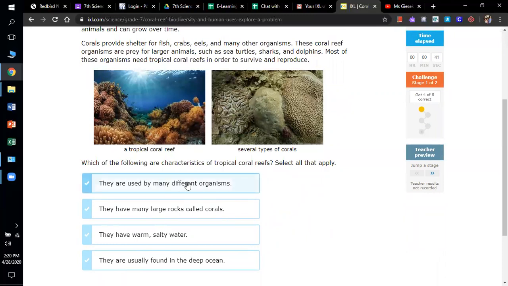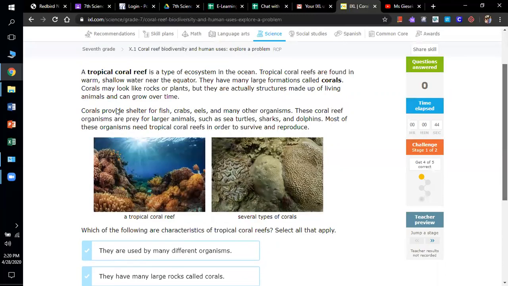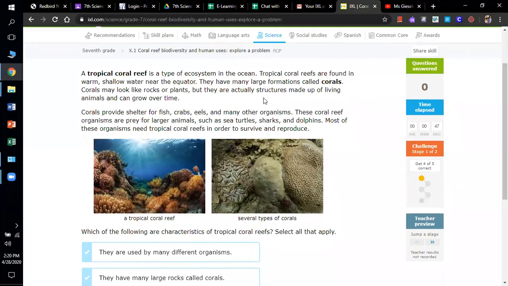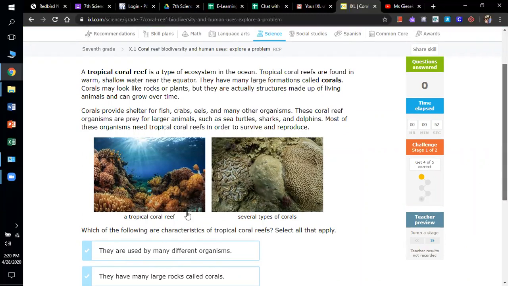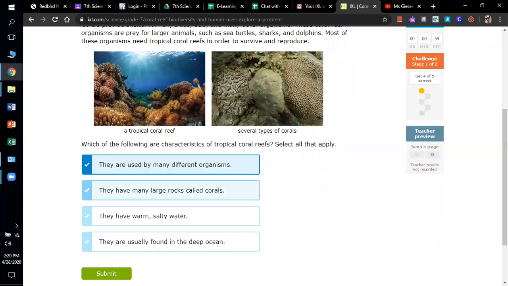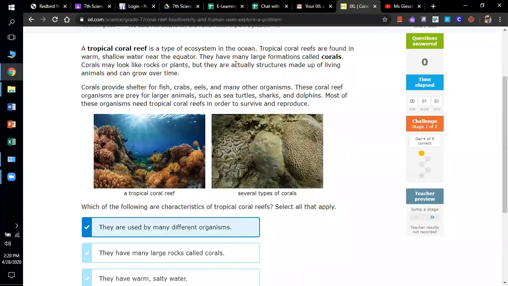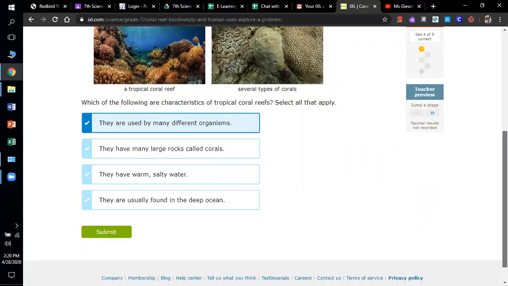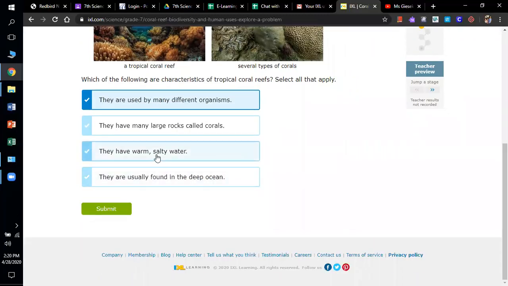Which of the following are characteristics? They're used by many different organisms. Yes, right? Provide shelter. They're actually structures made up of living animals and grow over time. Yes. They have large rocks called corals? No, they are not rocks. Corals, they are large formations. So they are not rocks.